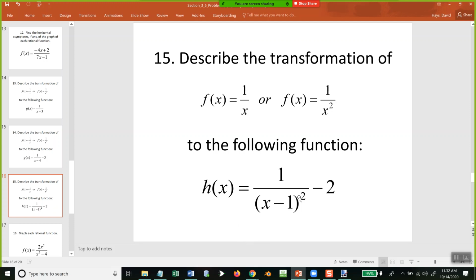Okay, and this time the number is inside the parentheses with the x, but still same principle. So this is going to shift right 1, down 2. And that's all I want you to do on the homework on that, is to say that.